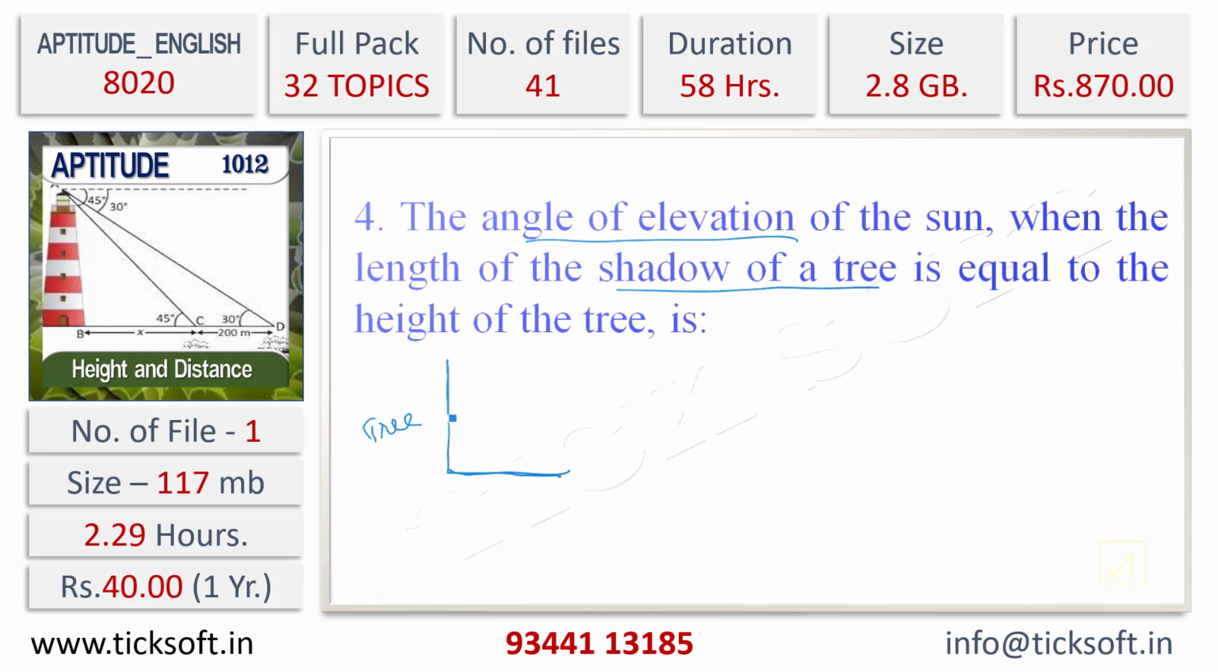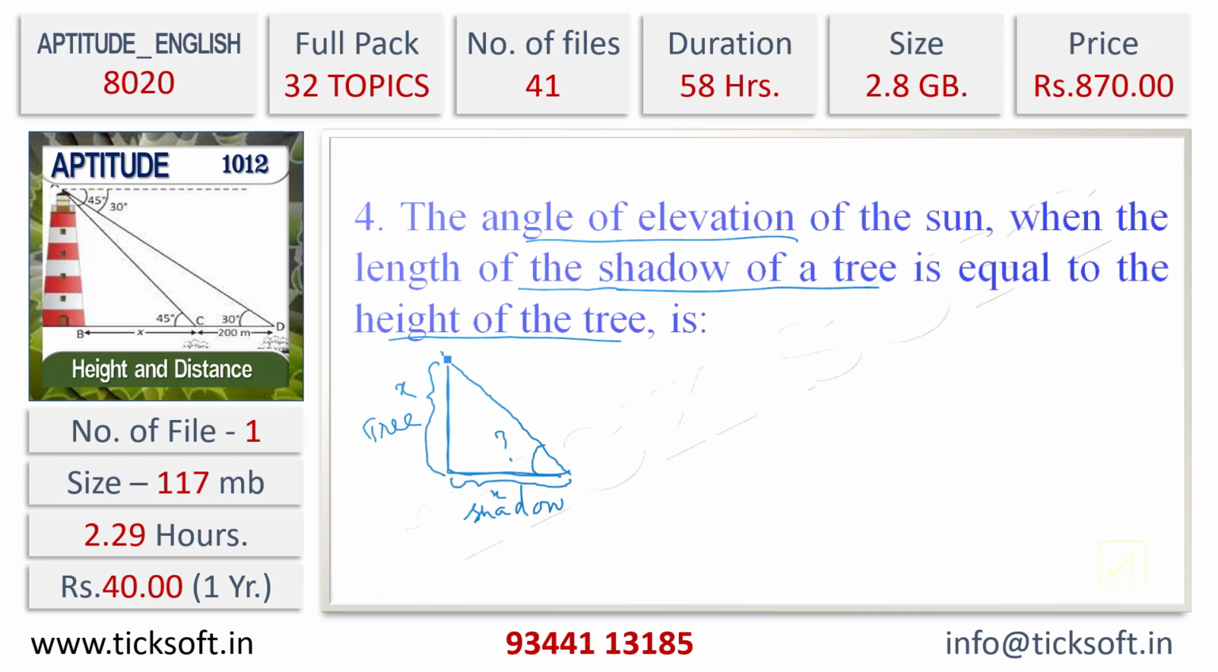So here, listen, this is the tree and this is the shadow of the tree. But we know that the length of the shadow of the tree is equal to the height of the tree. So if the height of the tree is x, then the length of the shadow is also equal to what? x. Now we have to find out this angle of elevation, that is, we have to find out the value of this angle. So this is the question.